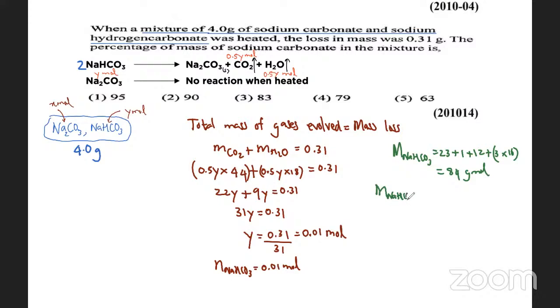Mass of sodium bicarbonate is going to be equal to number of moles into molar mass. 0.01 into 84, and that is 0.84 grams.